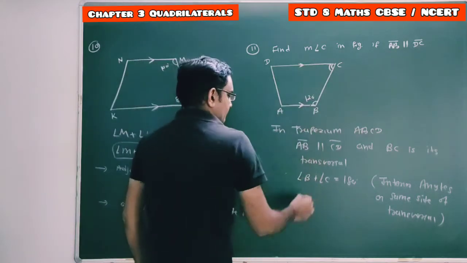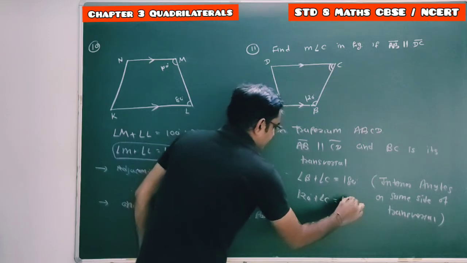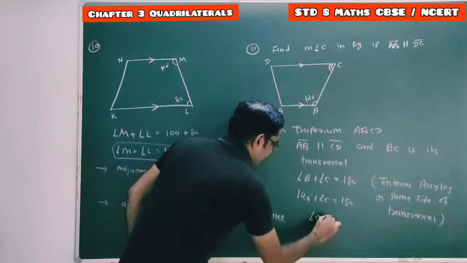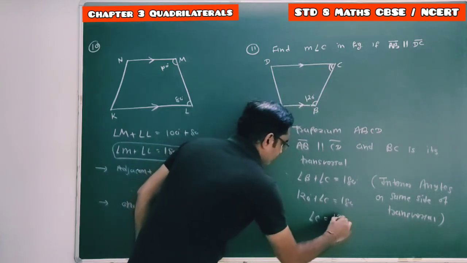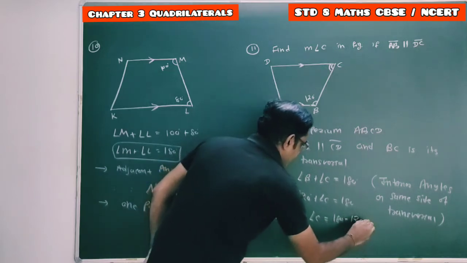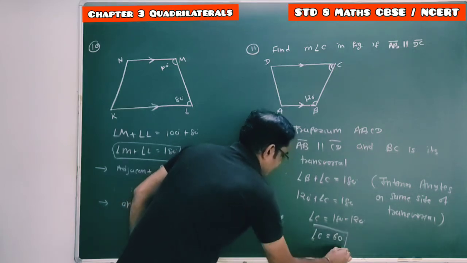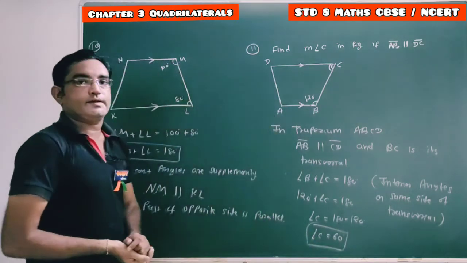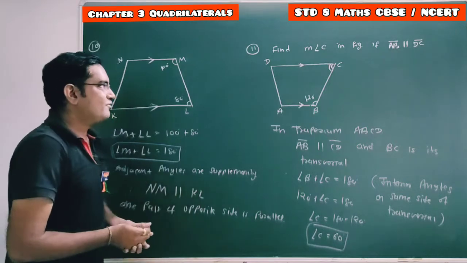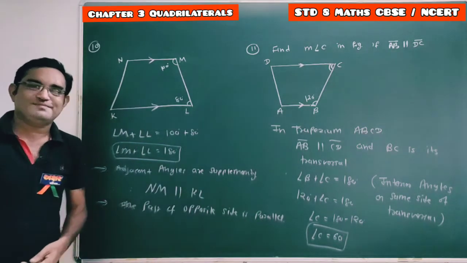So measure of this angle B is 120 degrees. So you will get the measure of angle C. So measure of angle C is 180 minus 120. So measure of angle C is 60 degrees. Clear students? Pause this video and let's proceed toward the last sum.